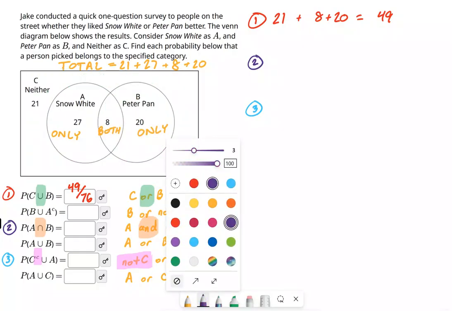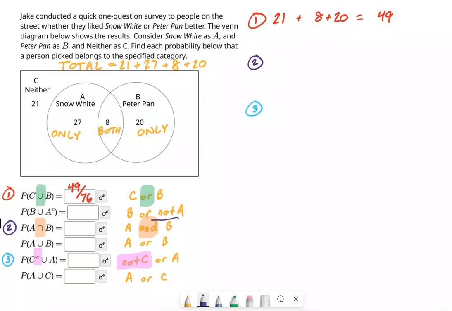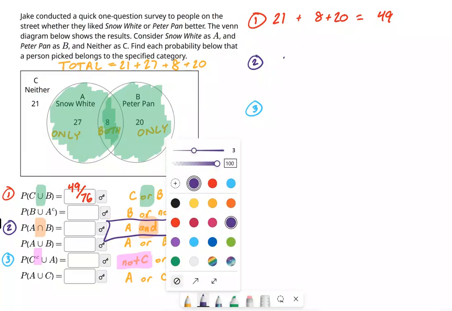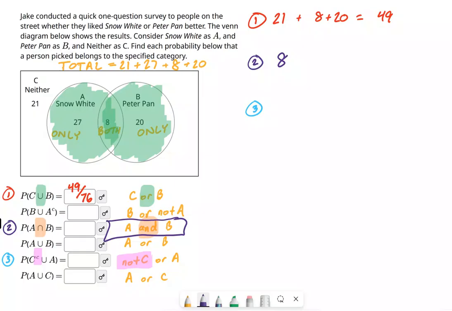The next one is A and B. That's what I'm working on right here. Let's take a look at our graph and highlight which sections we're talking about. A is the circle on the left. B is the circle on the right. A and B means both of them at the same time, which is this really small region in the middle right here. So there's not a whole lot of math involved. You just say there's 8 people. But because we want a probability, we say 8 over 76.